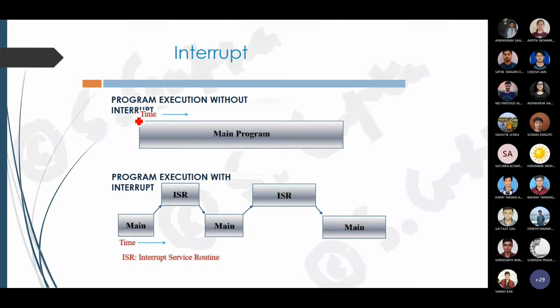If we do not use the timer interrupt, the main program will run continuously. If this interrupt is given, the main program will intermittently go to the ISR, then come back to main, then go to the ISR again, and it will continue like that. Is it clear to you?